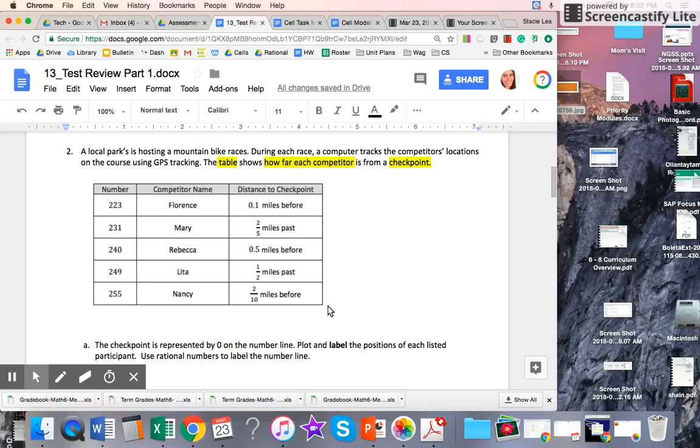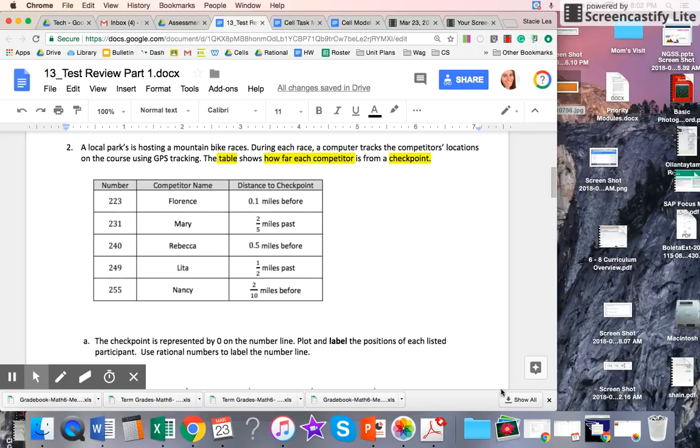This is the second time I've done this problem, so actually the third. Sorry I highlighted it earlier, but these are the key ideas. The first part does not need to be highlighted. It's just additional information. I should always look at what's in the table. I've got a number, which is probably what the racers wear, the competitor's name, and the distance from the checkpoint.